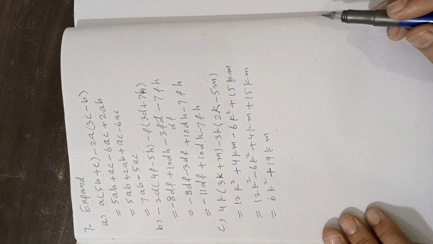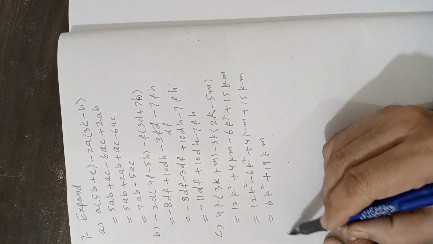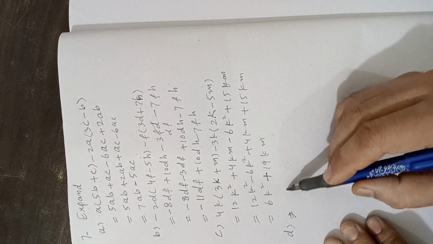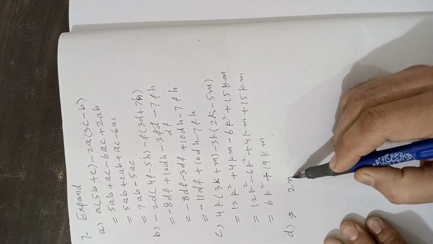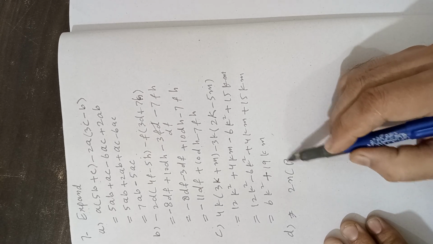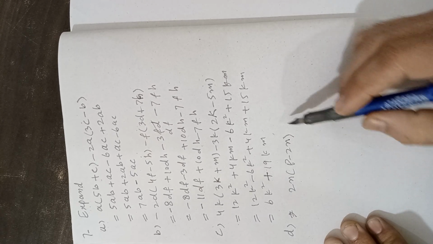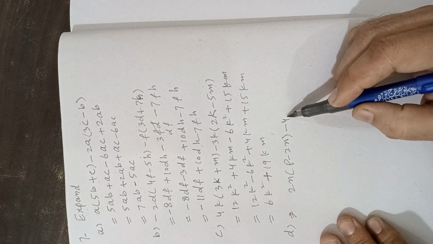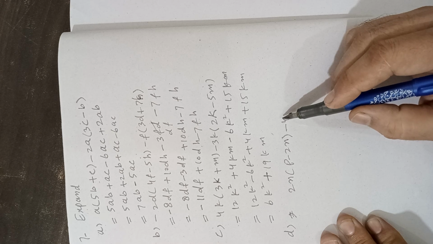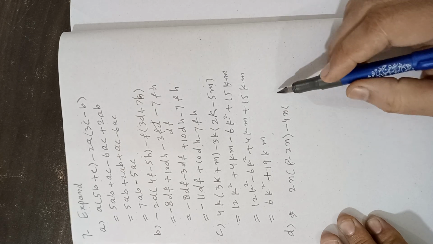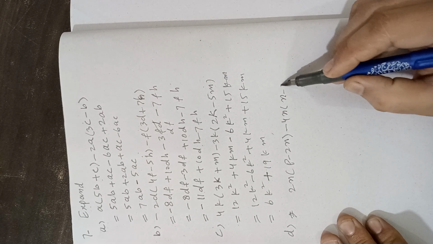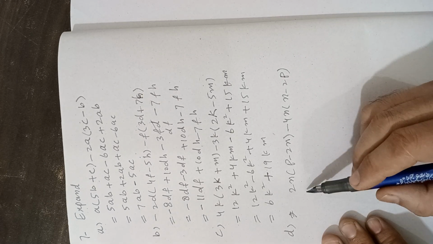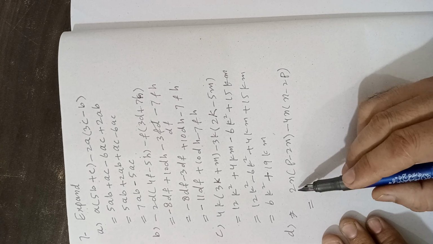Now there is part D, which is 2n into p minus 2n, minus 4n into n minus 2p. We have to expand it. It means we have to remove brackets.